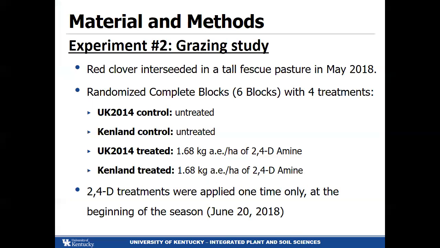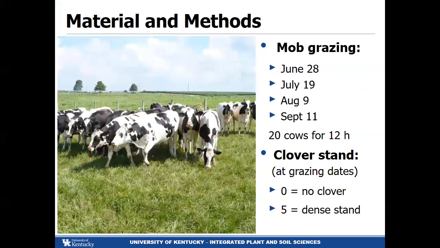In May 2018, we interseeded the clover into a fescue pasture and utilized an RCBD again, six blocks, not a factorial, but four treatments. We had UK and Kenland untreated, and UK and Kenland treated with 1.68 kilograms of acid equivalent per hectare, the equivalent of 1.5 pounds per acre. In this case, the 2,4-D treatments were only sprayed at the beginning of the season, and we watched the whole season for our variables, but only one spraying, on June 20.